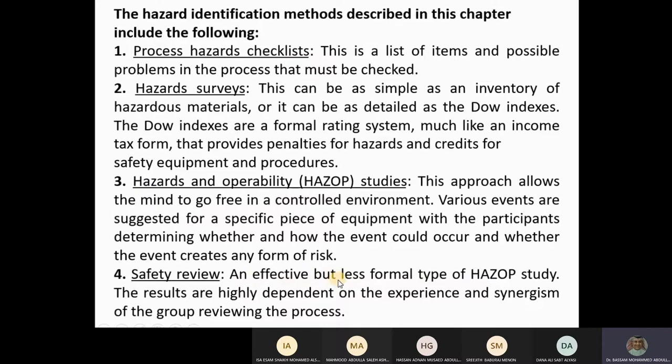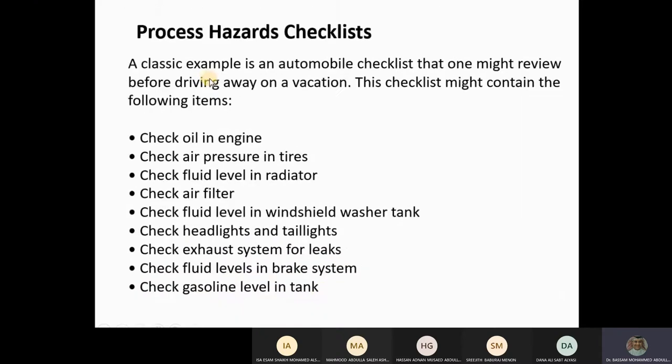It's informal, with people sitting together and discussing with each other. Okay, now we have a hazardous substance. What should we do? What are the possible consequences? So people talk with each other. It is something simpler in this case.